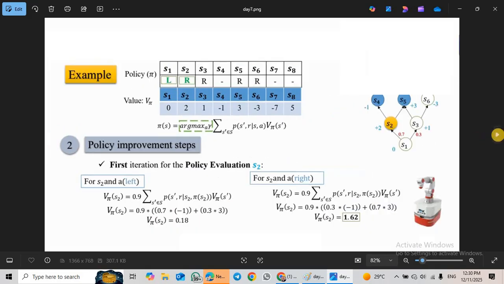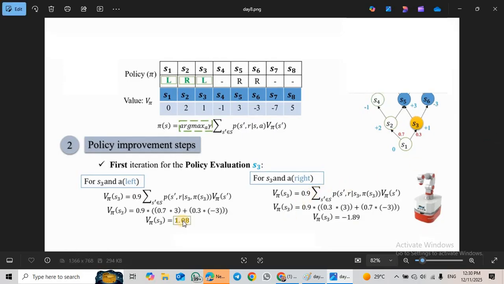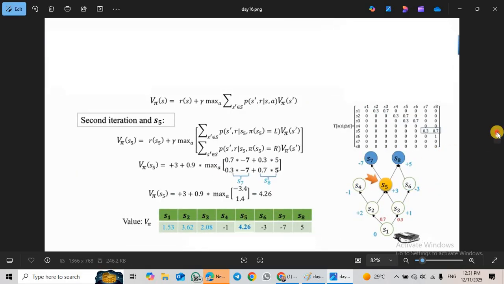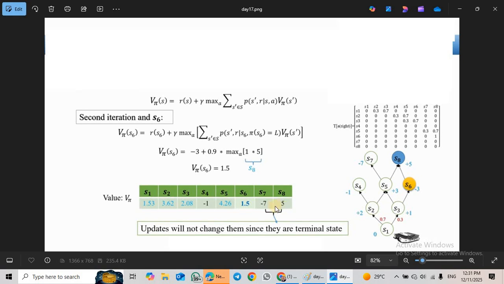Also for S2, we calculate pi and take the maximum. This is the maximum, and we update it to right. Continue with S3. So this is the maximum, left. Update to left, and this is S5. This is S1, this is S3, S4, S5, S6, and we do not update this because it is a terminal state. Then we update all these values: S1, S2, S3, S4, S5, and this one is not updated.